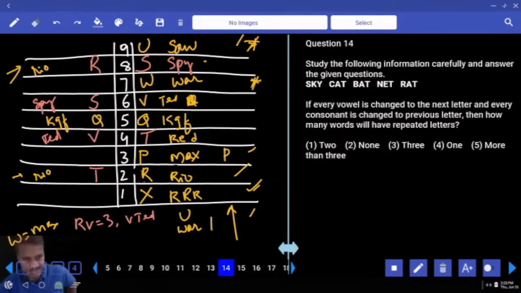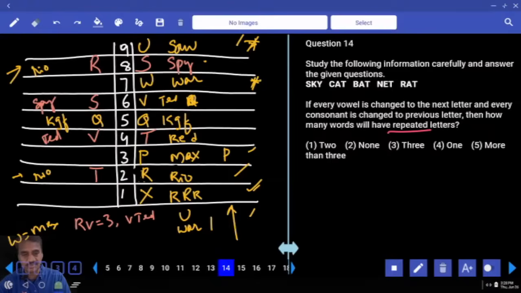Sky, cat, bat, net and rat are the 5 words given, and 2 questions are based on this set of words. Every vowel is changed to the next letter. Vowel changed to what? Next letter. And consonant changed to the previous letter. Vowel next letter, consonant previous letter. Now with consonant previous letter, how many words will have repeated letters? Now we need to find out for repeated.